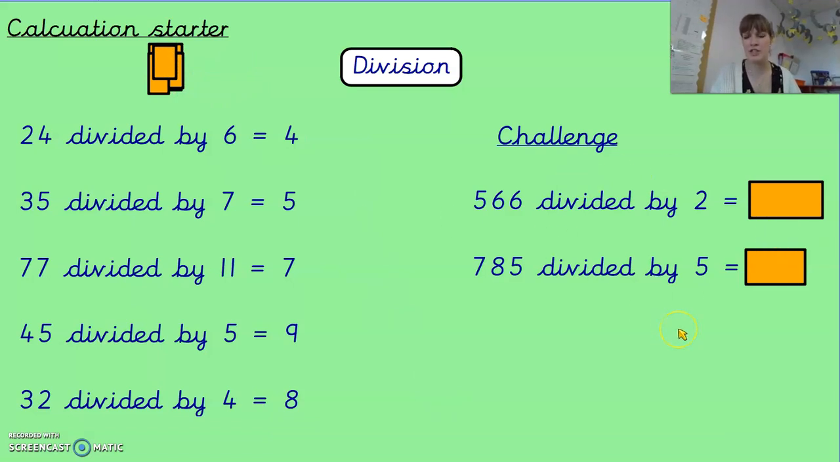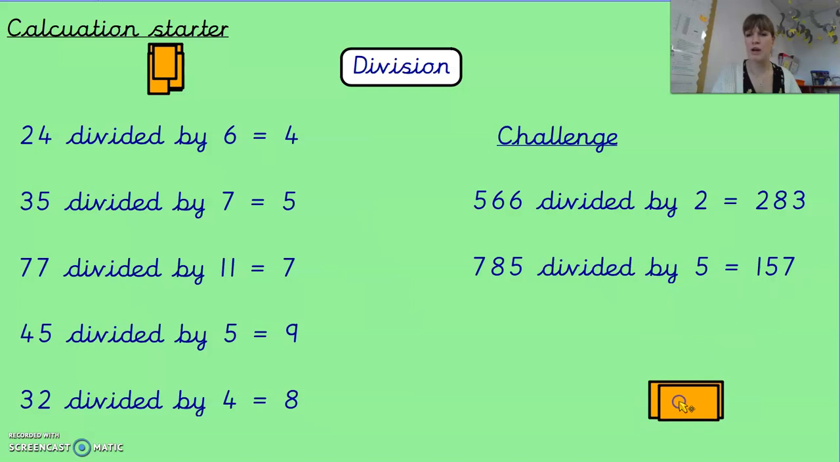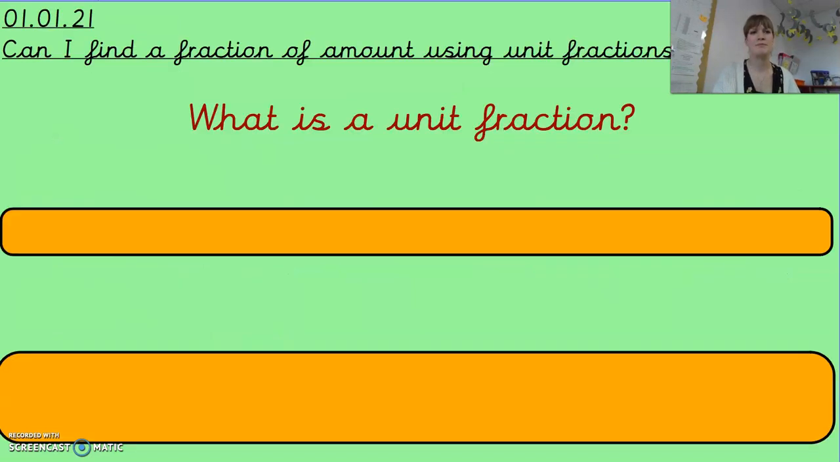Now we've got some challenge questions over on the right. For these questions you would have to use the bus stop method to ensure that you get the accurate answer. So 566 divided by 2 equals 283. 785 divided by 5 equals 157. So massive well done if you've got those correct. Good job, everybody. Let's move on to today's lesson.